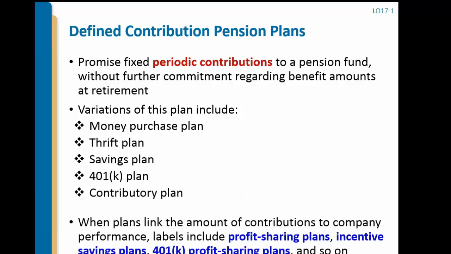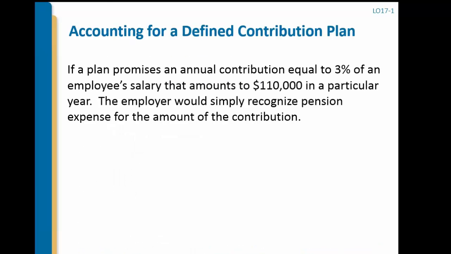When a plan links the amount of contributions to company performance, it's labeled as profit sharing plans, incentive plans, 401k profit sharing plans, and so forth. So it's very possible that if you work for a for-profit enterprise that has publicly traded shares, you might be bonused through the pension plan through a number of shares. And again, it could be profit sharing, could be otherwise. All those, as they go into the 401k plan, are going to be tax-free to you, but as you withdraw this money post-retirement, there's going to be a tax associated with this.